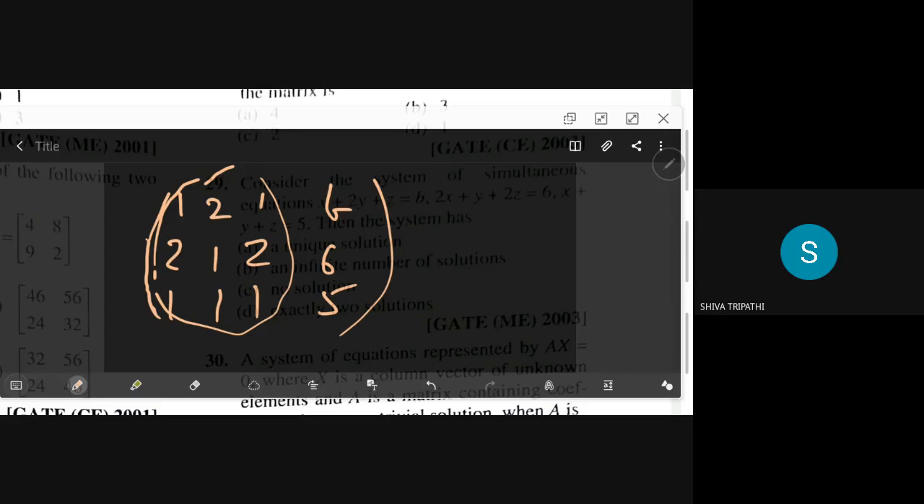Sir, can we perform column operations? No, you cannot perform column operations. Don't perform column operations here in this GATE paper. Everything is row operations most of the time, 99% row operations. Sir, it's a symmetric matrix, so if we transpose it, it will be the same. Why are you bringing transpose into everything here?